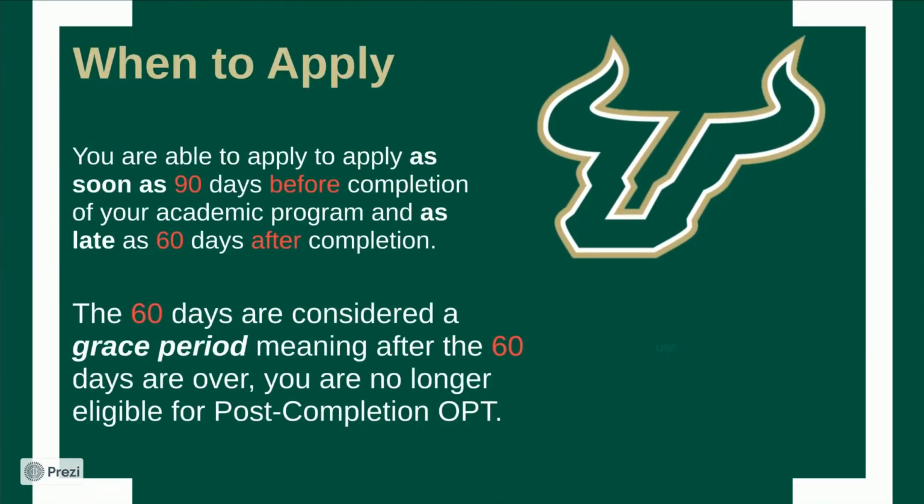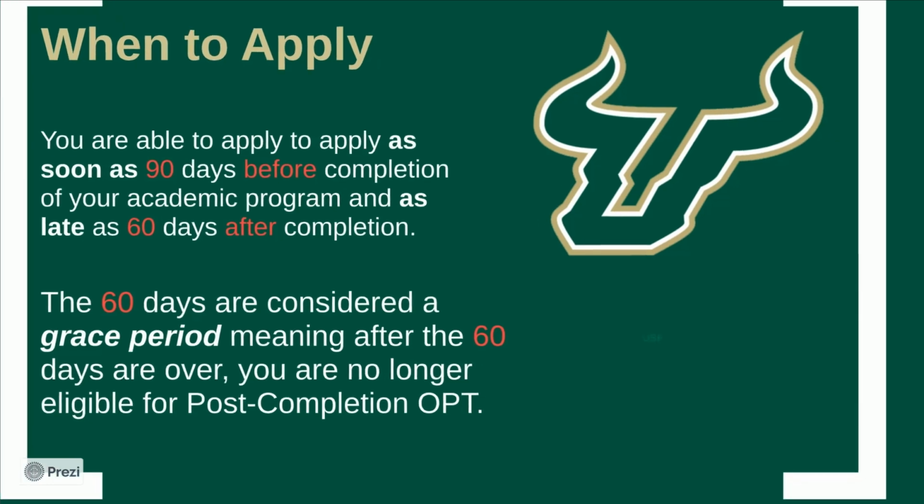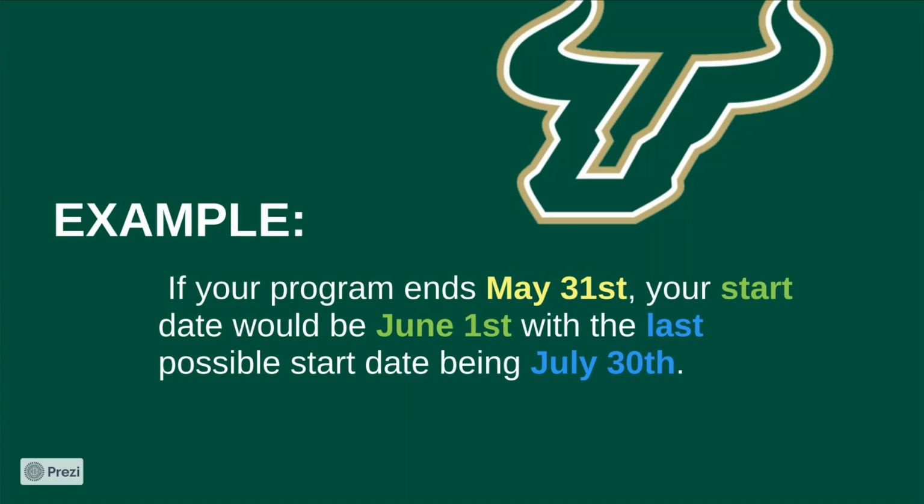You are able to apply for your OPT as soon as 90 days before completion of your academic program, and as late as 60 days after completion. These 60 days are considered a grace period. Please note that after this grace period, you will no longer be eligible to apply for post-completion OPT. For example, if your program ends on May 31st, your first date to choose is June 1st, with the last possible start date being July 30th.